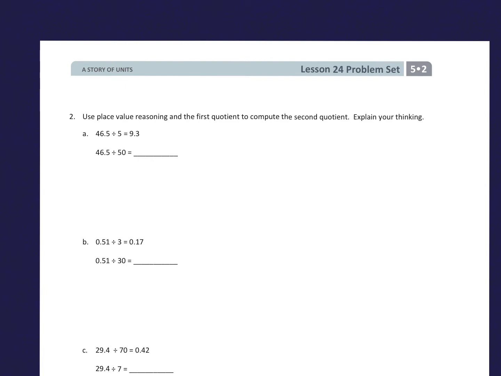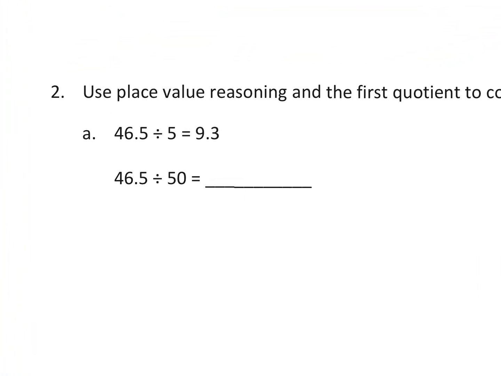So this is basically what we were just doing, except they've written it a different way and it's set up, and it wants us to explain our thinking. So we're probably going to have to use some words to do that. So let's zoom in a little bit more. We have 46.5, or 46 and 5 tenths, divided by 5 equals 9.3. And then so let's look at what's the same right here.